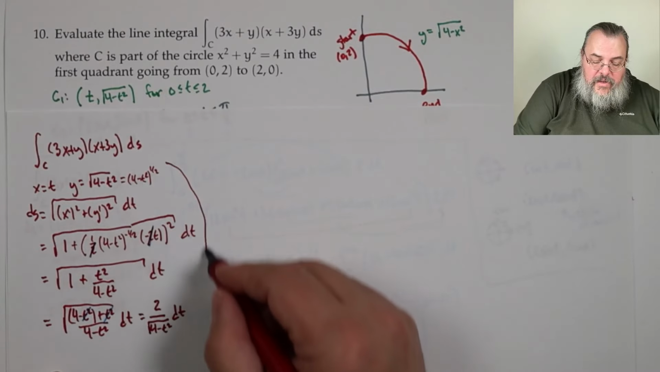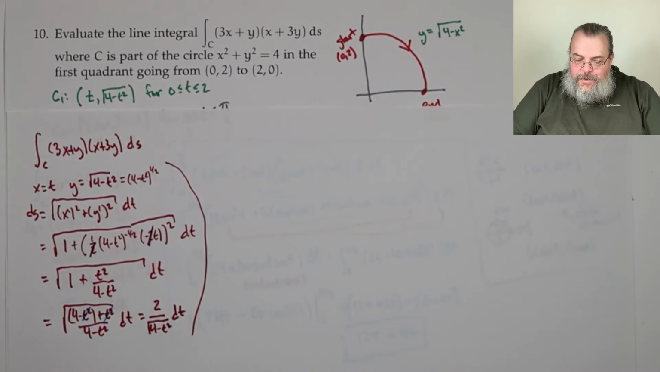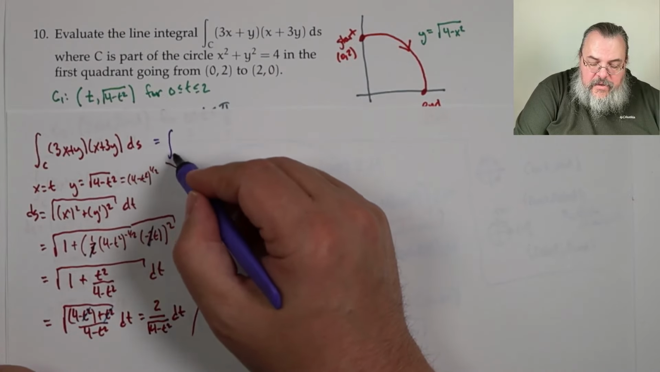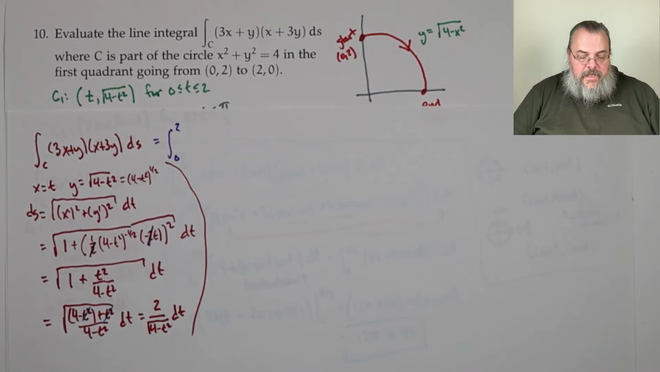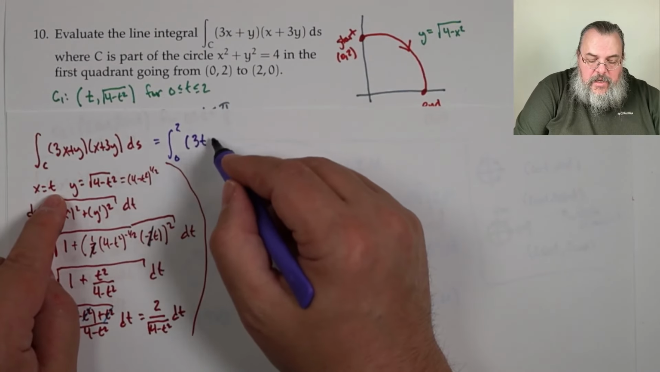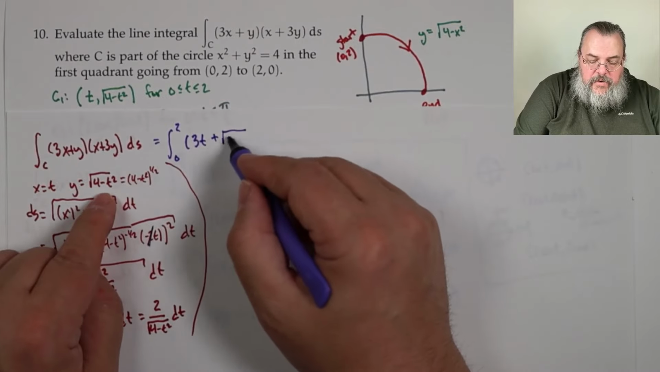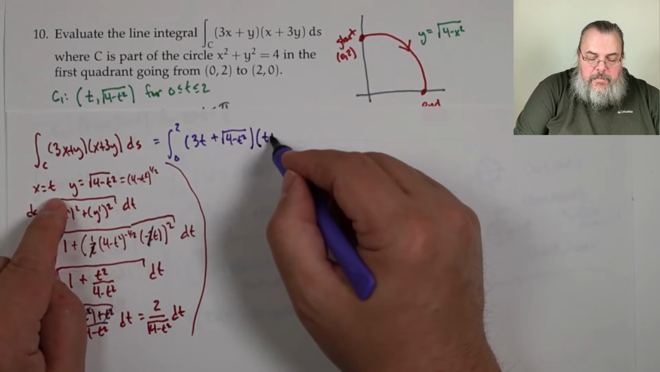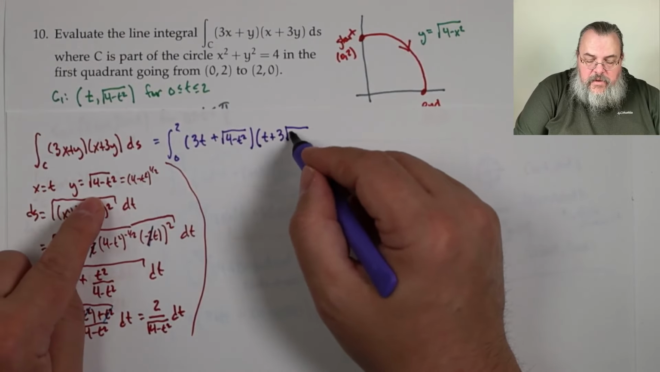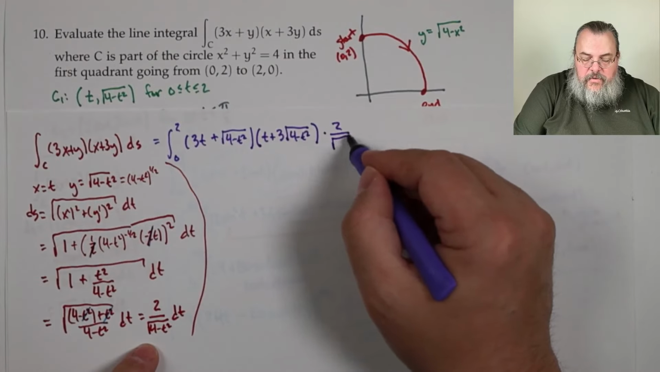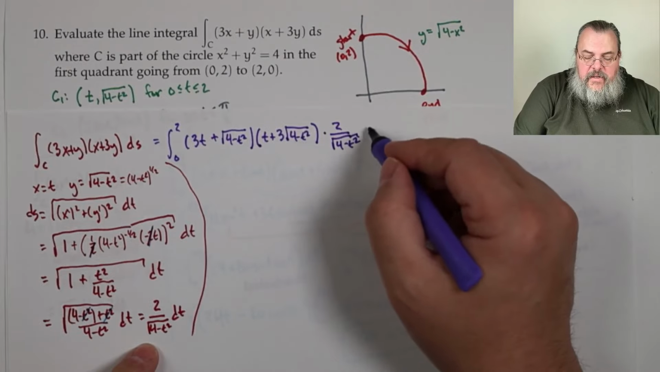All right. So now we're ready to put everything in terms of t. Our parameterization goes from 0 to 2. So our time, 0 to 2. And we get 3t plus the square root of 4 minus t squared, times t plus 3 times the square root of 4 minus t squared, times 2 over the square root of 4 minus t squared dt.